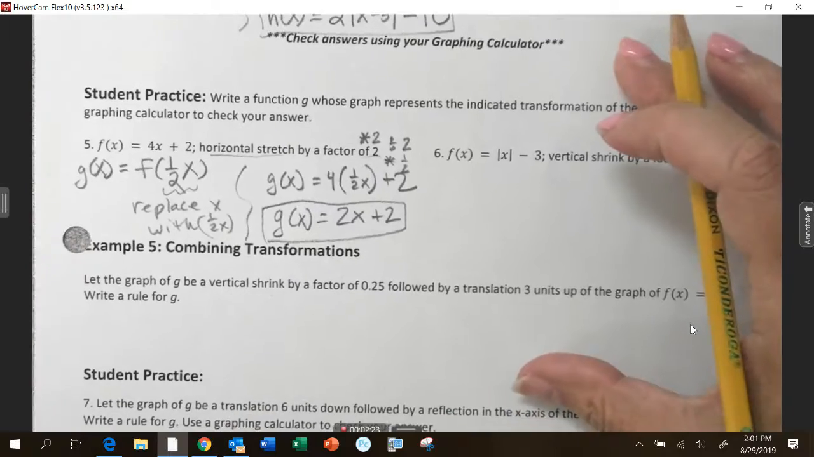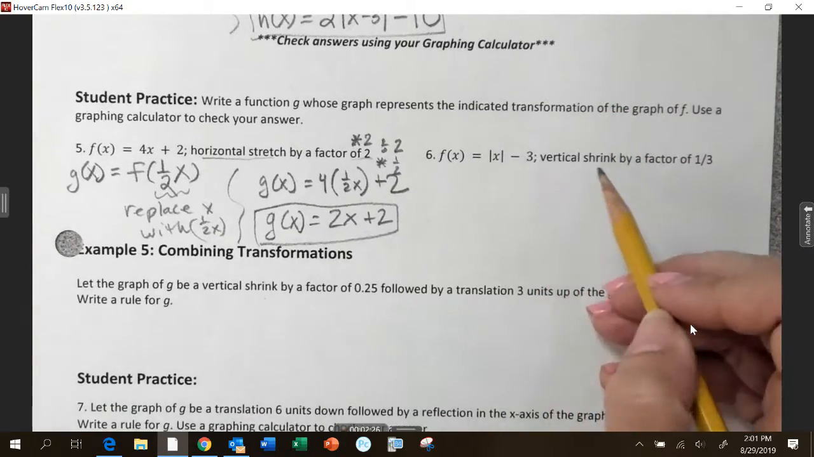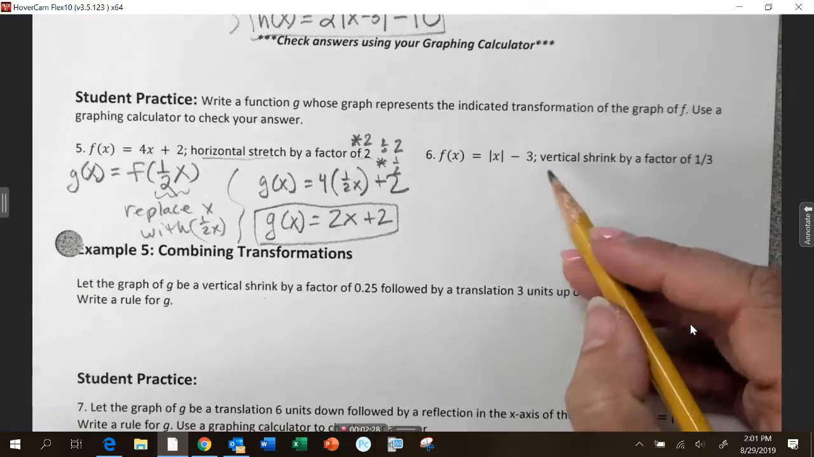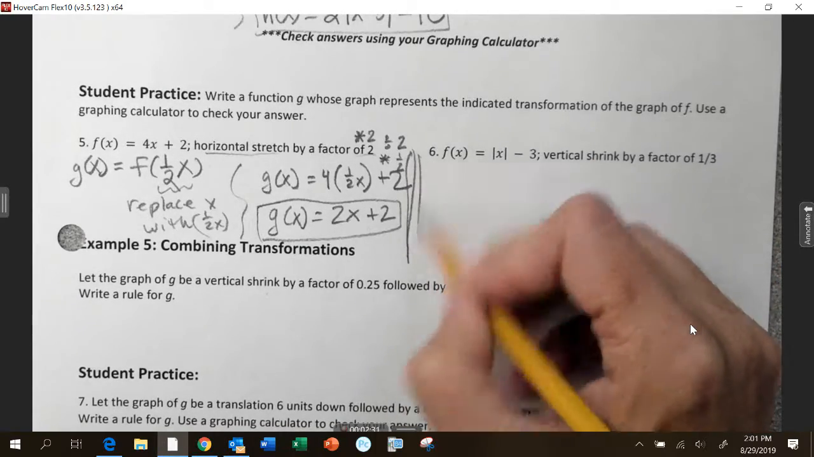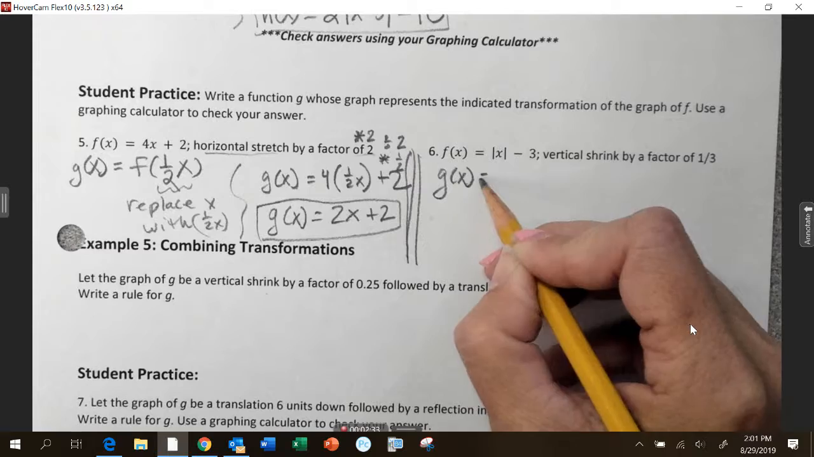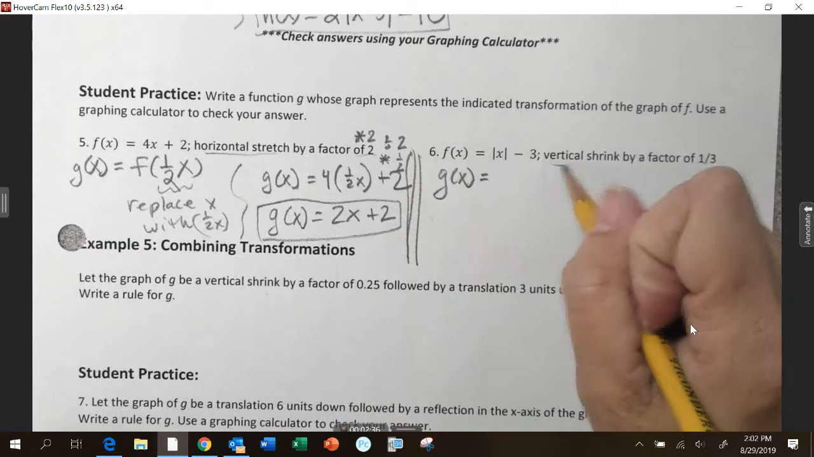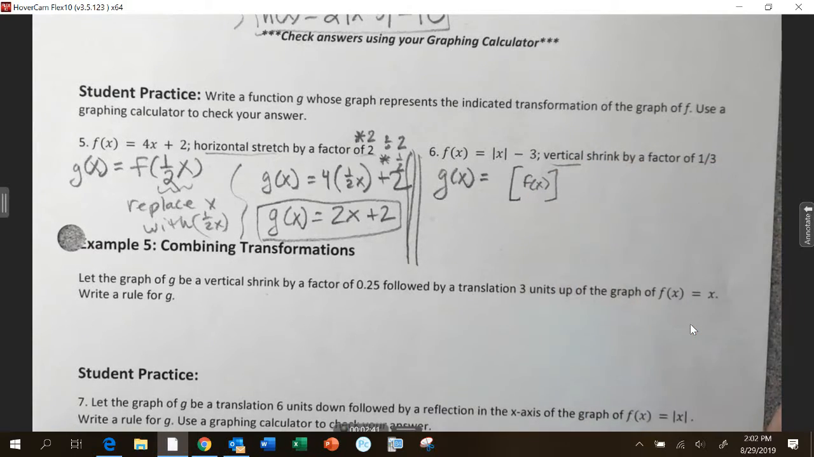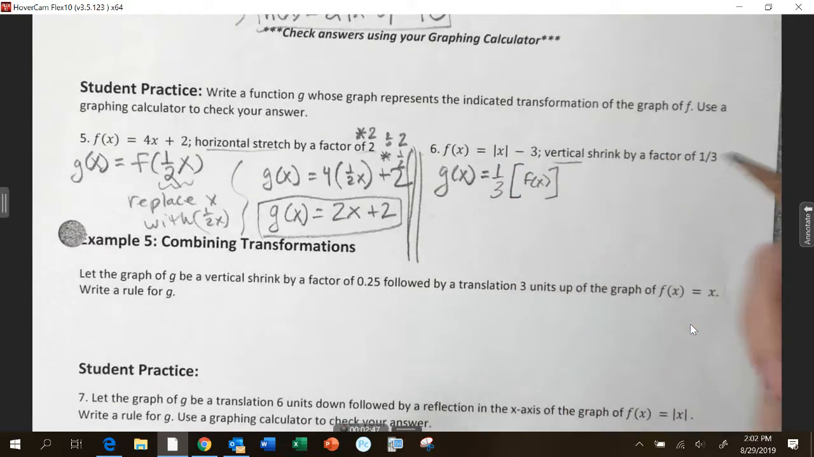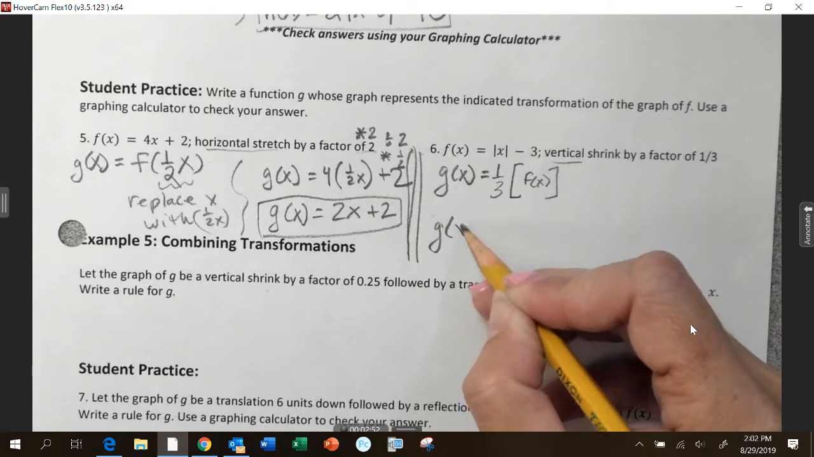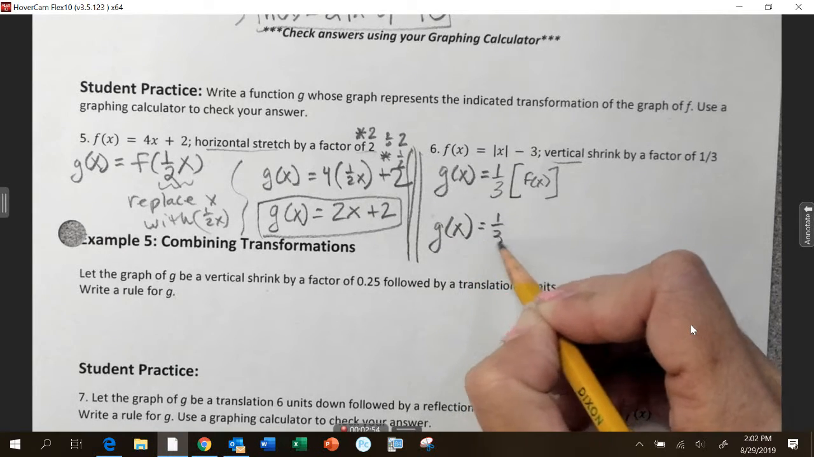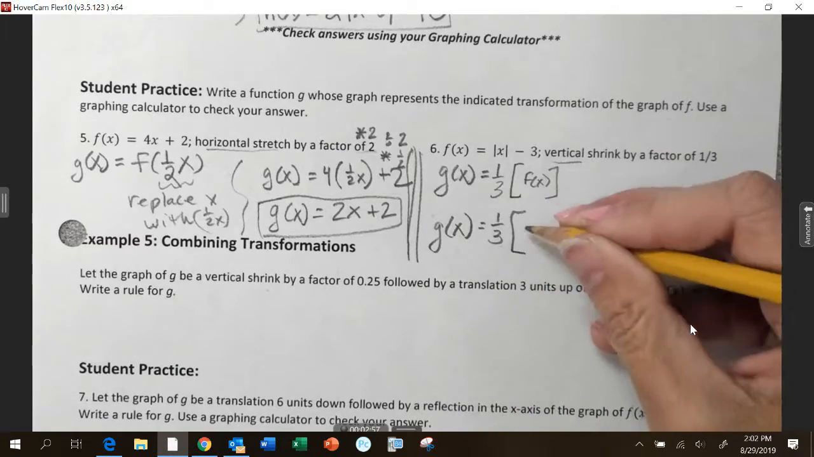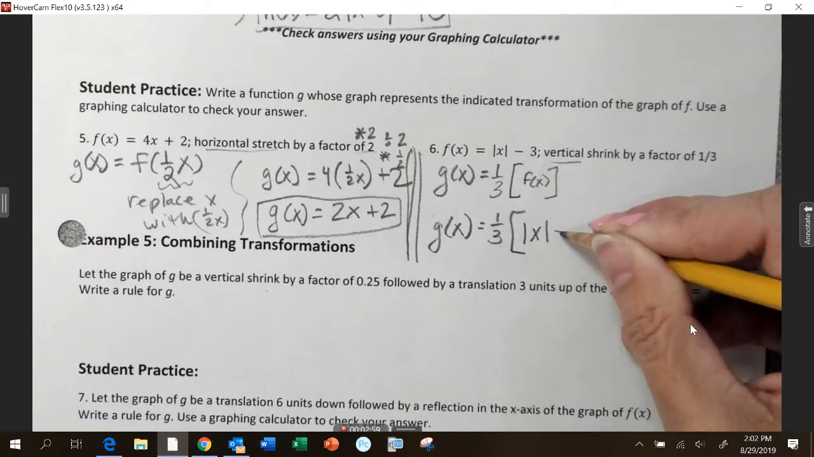Okay. How about 6? We have a vertical shrink by a factor of 1/3. So g of x equals, so this one is vertical. That means outside of the brackets. What goes on the outside? 1/3, because it's vertical, we use the exact same number. So inside my brackets, I'm going to put the function absolute value of x minus 3.